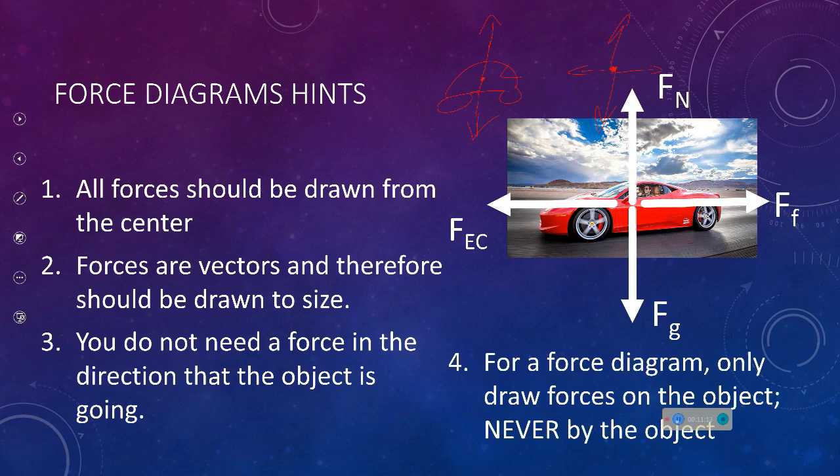Finally, number 4 is this. For a force diagram, only ever draw forces on the object, never by the object. This is going to become very poignant when you start to see things crashing into other things. Like if Spainhour ran full speed into that wall over there, okay? Obviously, hopefully obviously, there would be a force normal going back. Yes? But someone could be tempted in this situation to draw force forward because they know there's a force forward. But if there was a force forward, what would that be?